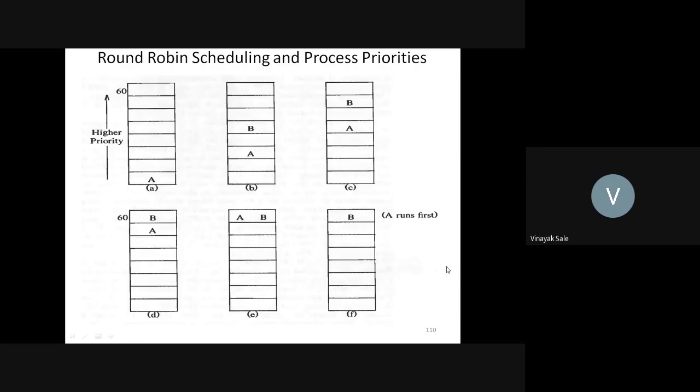Then this is round robin scheduling and process priorities. Suppose there are two processes, process A and process B. A has the highest priority for execution and B has the lowest priority. See in this figure, in figure A, process A is entered for execution. After some time, process B is entered. See in figure B, both processes are there.